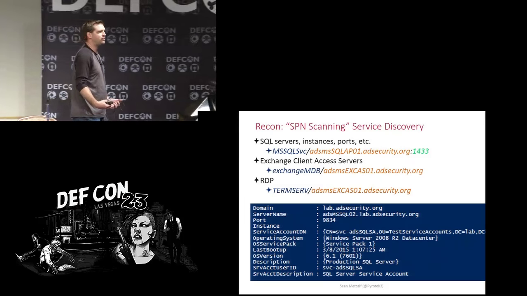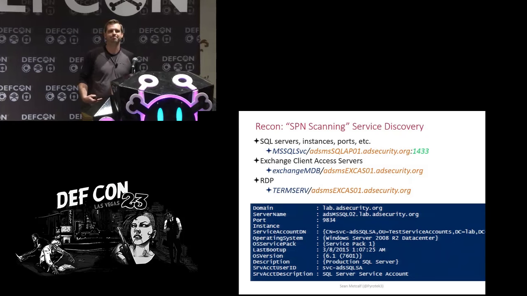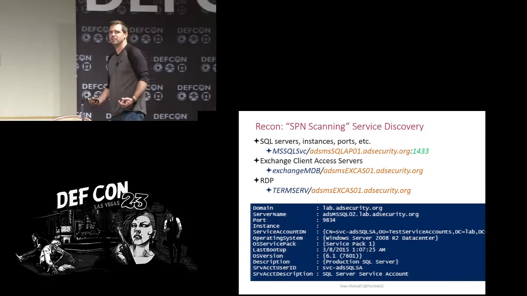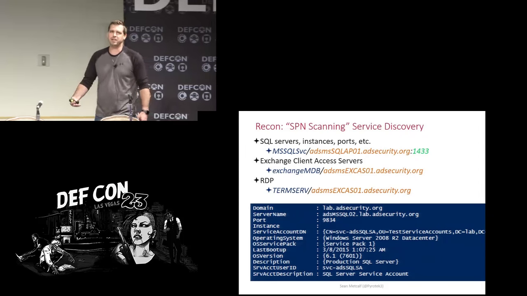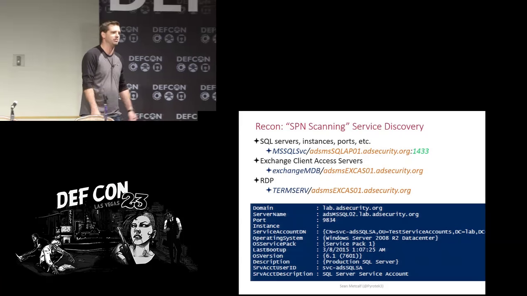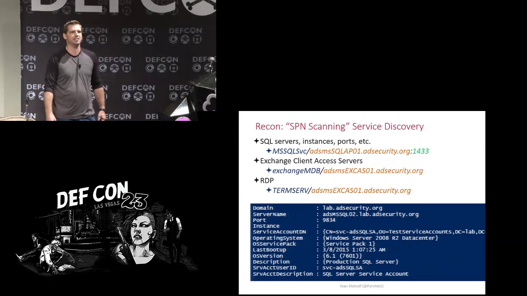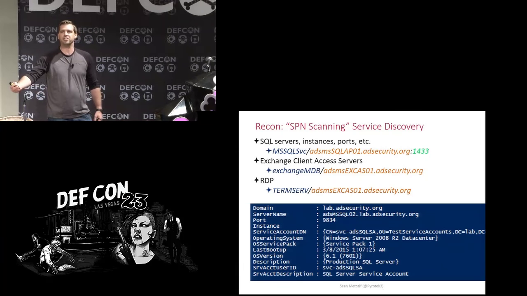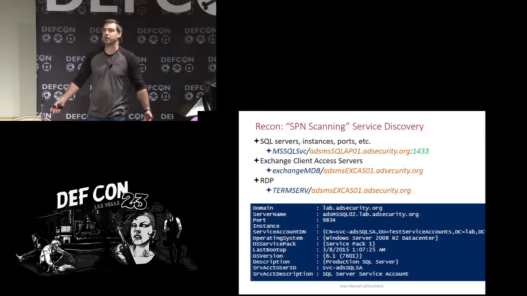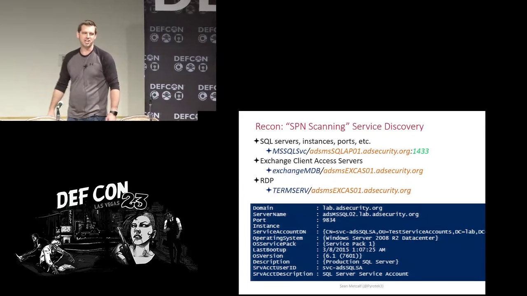So when an attacker gets on the network, are they going to port scan? Not anymore. Port scanning's too obvious, right? We look for a bunch of different IPs. We connect to some random ports. Maybe we get some banner back. Maybe we don't. This information is in Active Directory. We don't even need to do port scanning. We just ask the domain controller, hey, tell me all of your SQL servers, and where are they, and what port are they running on? The DC says, sure, here you go. That's my job.